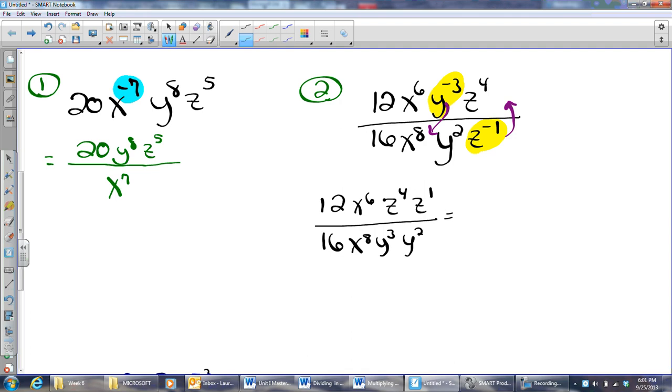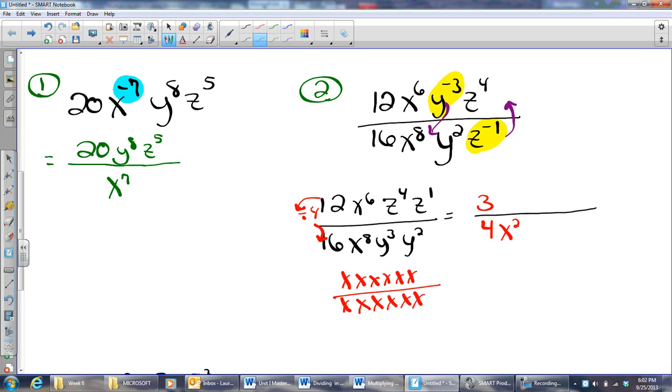Now, of course, I can simplify this much further. 12/16ths, well, I'm going to divide them each by 4, right? Divide by 4 there. And 12 is going to turn into 3, and 16 is going to turn into 4. Now I have an x to the 6th in the numerator over an x to the 8th in the denominator. Well, that's going to be x squared in the denominator, right? Because there will be 6 x's in my numerator and there will be 8 x's in the denominator. When they cancel, I'll be left with an x squared.